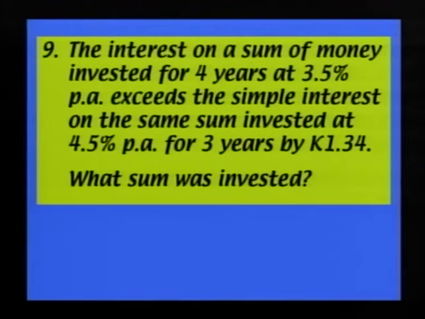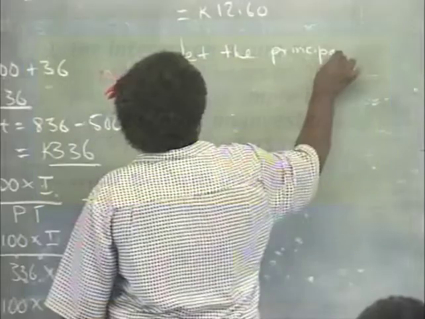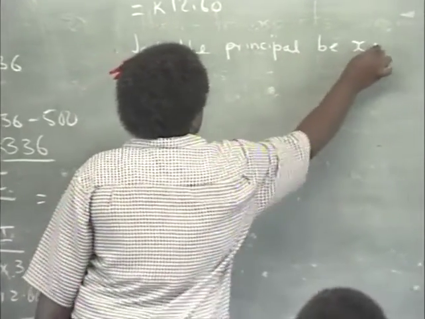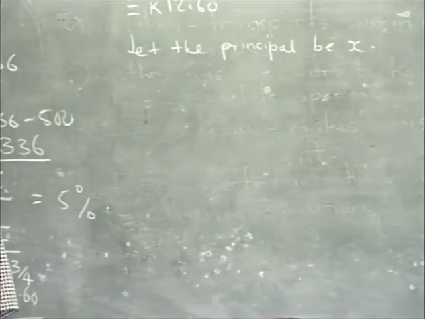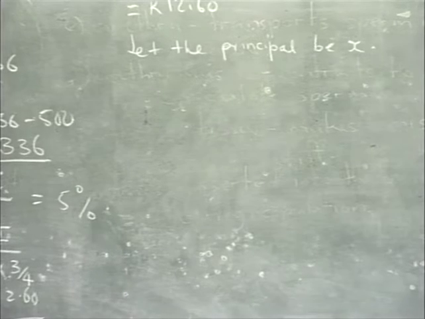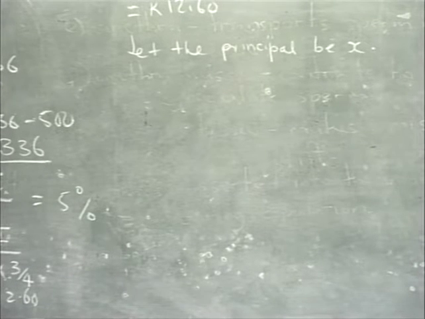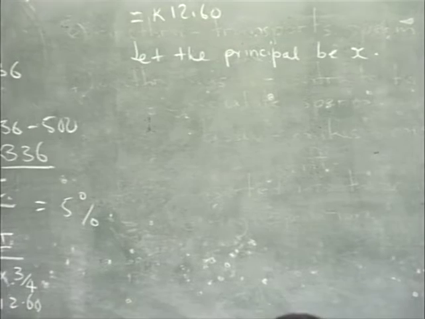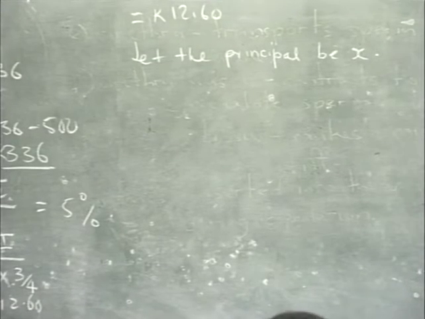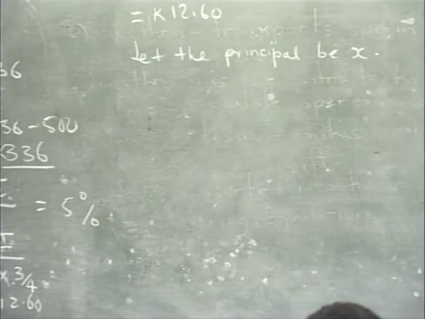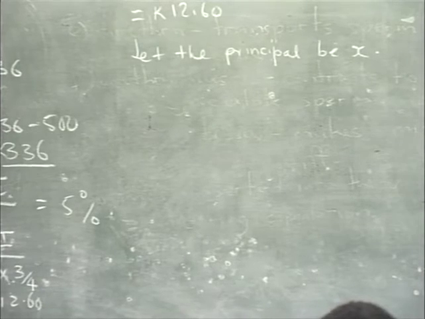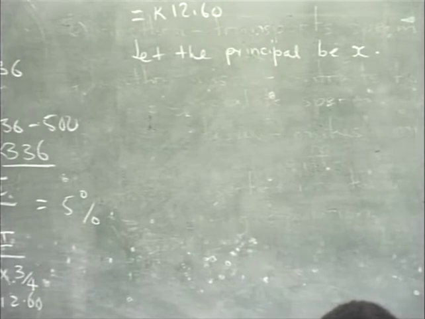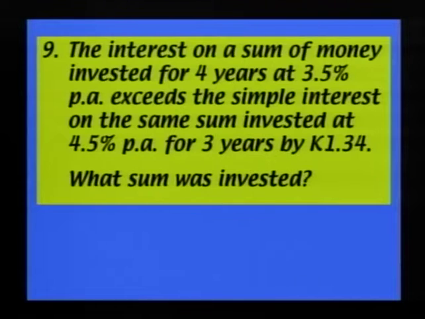So let the principal be X, since you are so used to the letter X instead of the letter P, and when another letter is used, you see stars. Okay, the interest on a sum of money is X. It says if it's invested for 4 years at 3.5%, it is more than if it was invested at 4.5% for 3 years by 1 kina 34 toya.